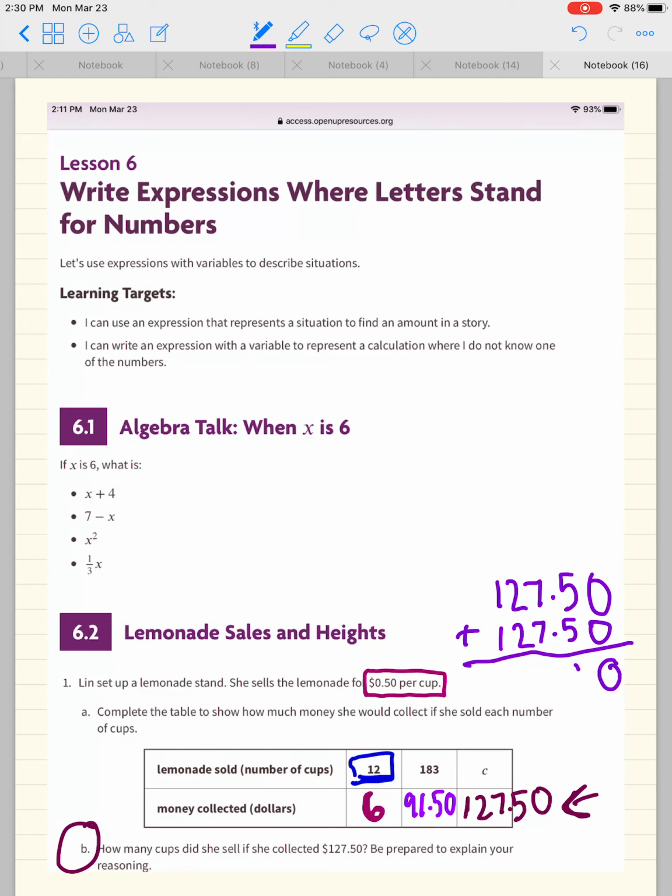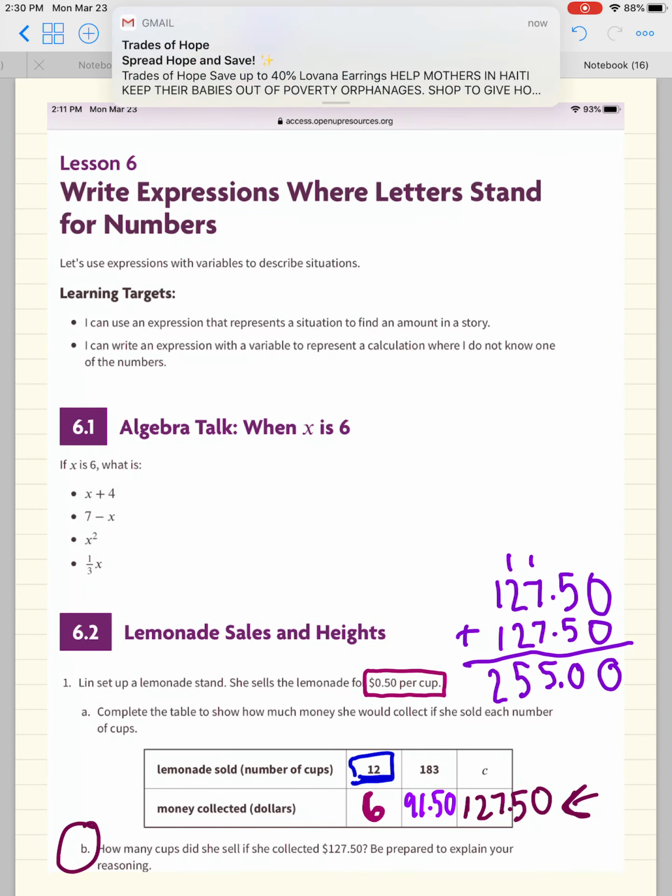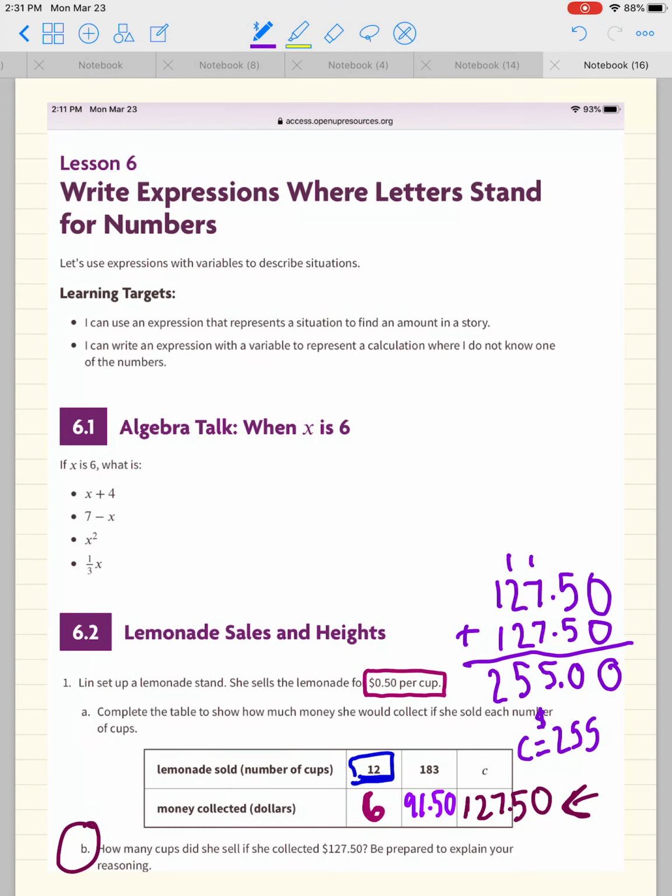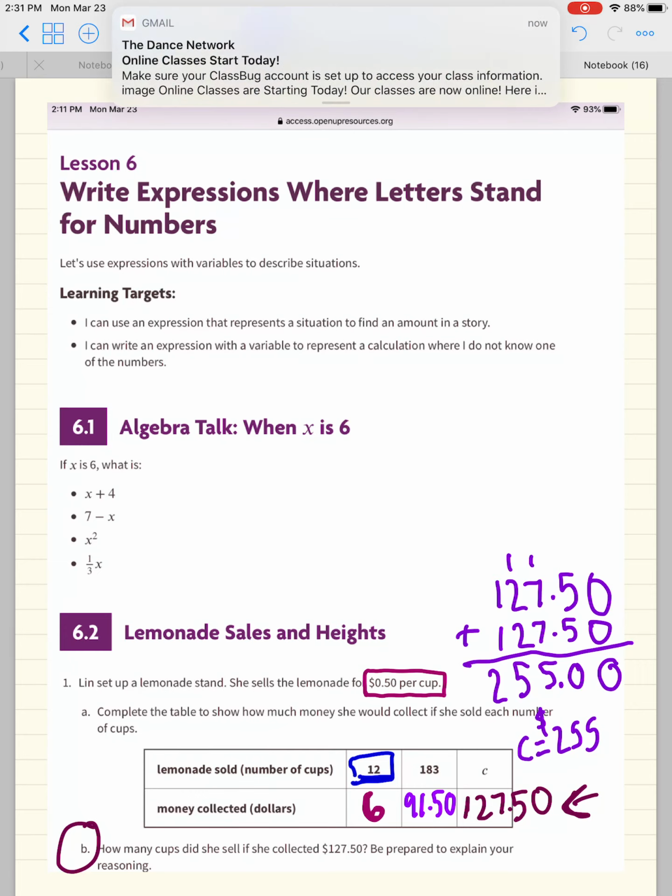0 plus 0 is 0. 5 plus 5 is 10. 7 plus 7 is 14. Plus 1 is 15. 2 plus 2 is 4. Plus 1 is 5. And 1 plus 1 is 2. Now we're going to move our decimal place down, and we're going to end up with C equals $255.